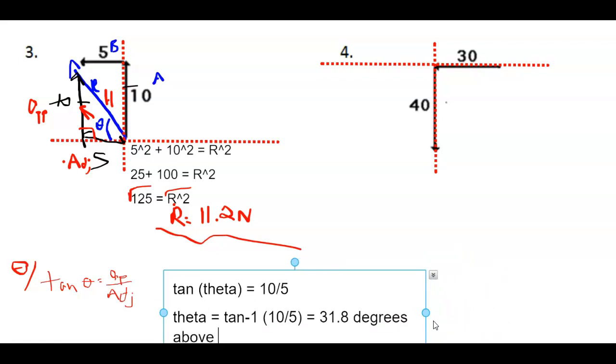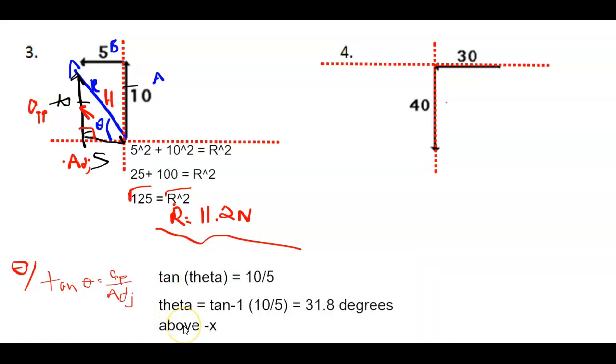And it's pointing to the left, so that's the negative x-axis, so it's above the negative x. You're not going to have to, I think, worry about this too much in your problem solving in this class. It'll be more likely like I will give you a force at an angle and you'll have to solve for the x and y components, but this is good practice anyway, so that's for number 3 there.